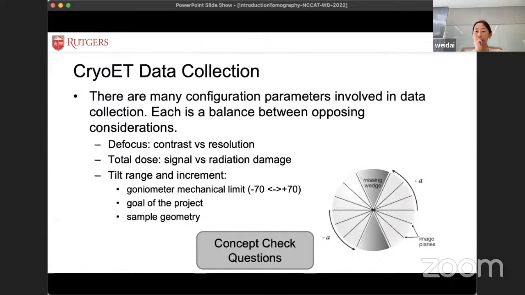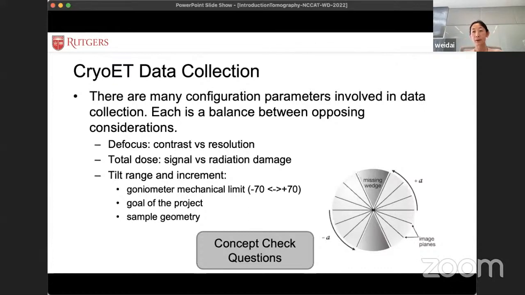for your project. So I put this as a concept check question. We can talk about it later, but if you have any question relevant to your project, I can always stop here and then we can talk about it.